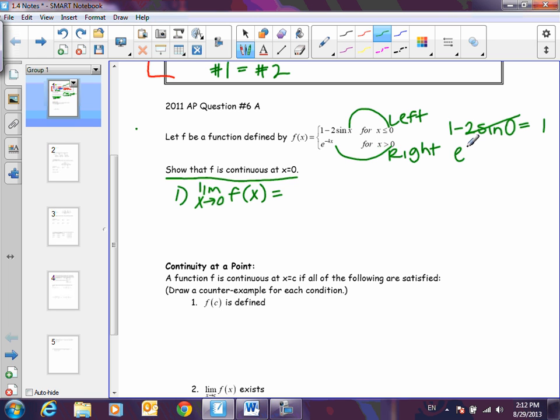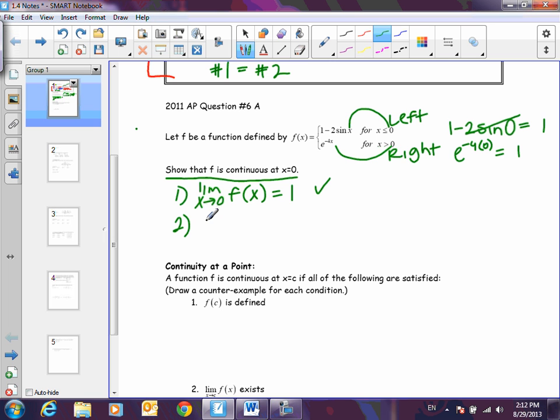Let's see what the right-sided limit equals. e to the negative 4 times 0. What's any number to the 0 power? 1. So the left-sided and right-sided limits equal each other, and that is the limit. Okay, so 1 is checked. So far, so good. We've got 2 more to go.